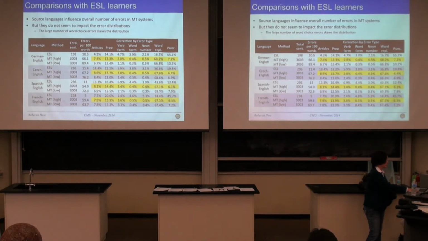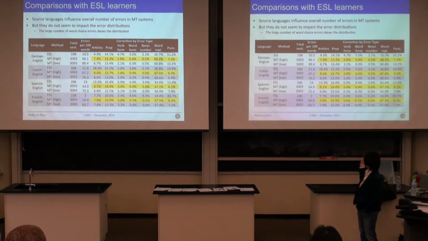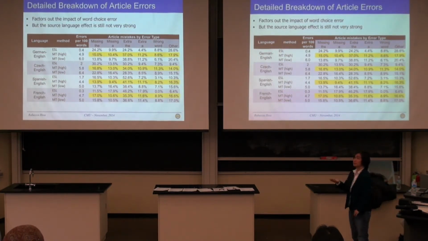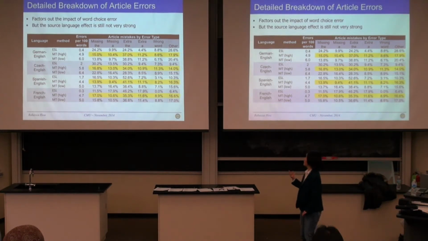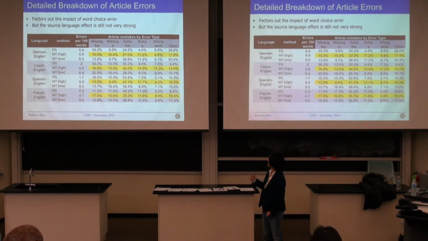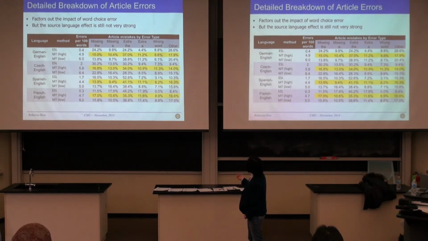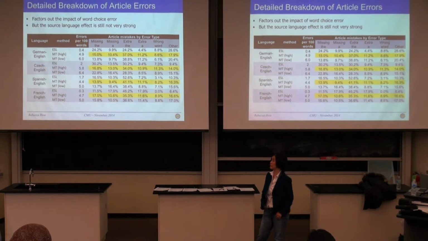We thought about, well, what if we take a look at something more specific, like, say, article mistakes? Because it's still a fairly sizable number of errors, but it factors out the word replacement problem. So we did that, and we looked more deeply into the article mistakes in detail, like missing the or inserting extra things like that. And pretty much, actually, the high and low performing MT systems still are very similar to each other.